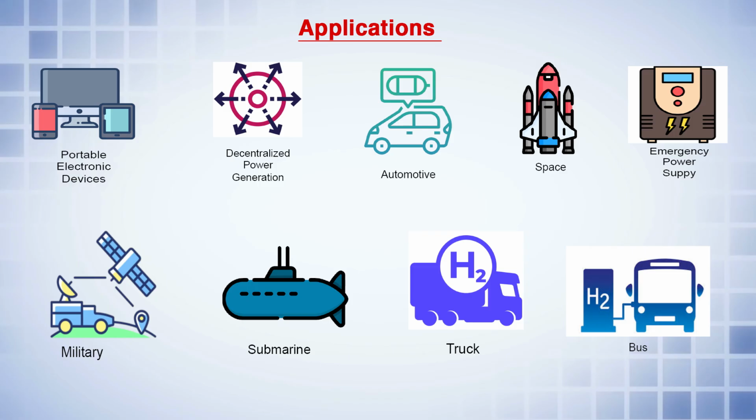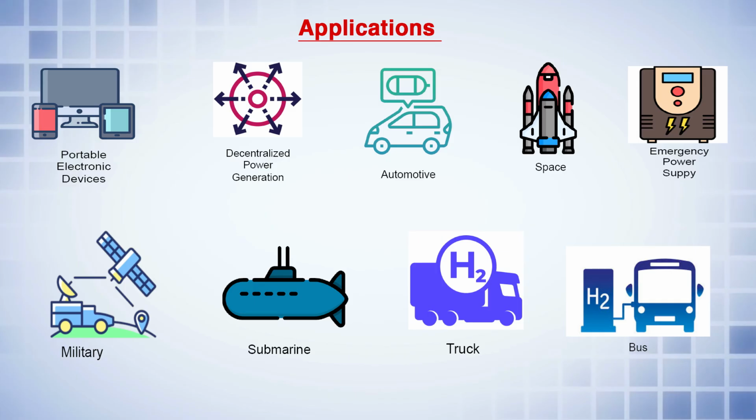From this slide you can understand the fuel cell can be used for portable electronic devices up to a submarine. So there are other applications as well. This can be used for decentralized power generation, for automotive applications, and for space applications. Nowadays, companies are using hydrogen for aircraft making. So in future, no doubt, hydrogen can be used in space applications as well. It can also be used as an emergency power supply, like your UPS.